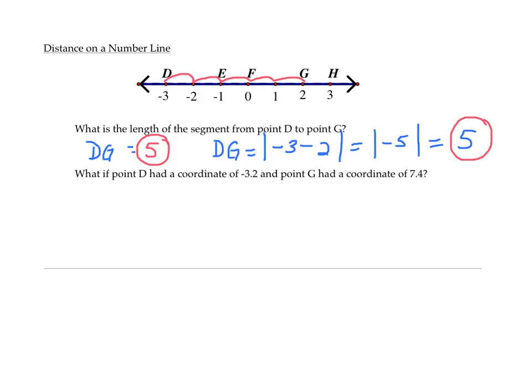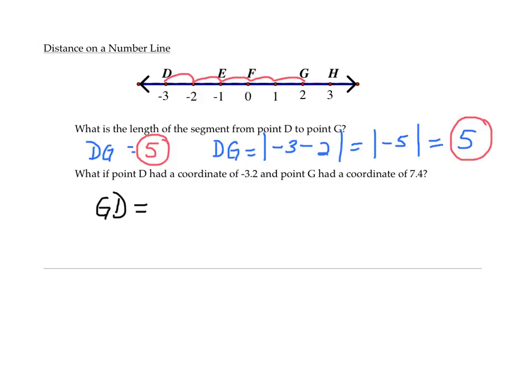So for example, in the second question it says, what if point D had a coordinate of negative 3.2 and point G had a coordinate of 7.4? And this is what I was referring to earlier. We don't want to try to use the counting method here. Let's try our little formula.